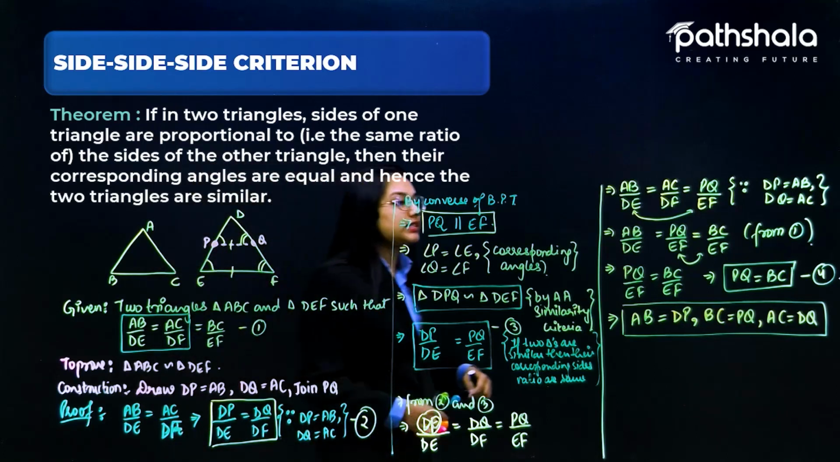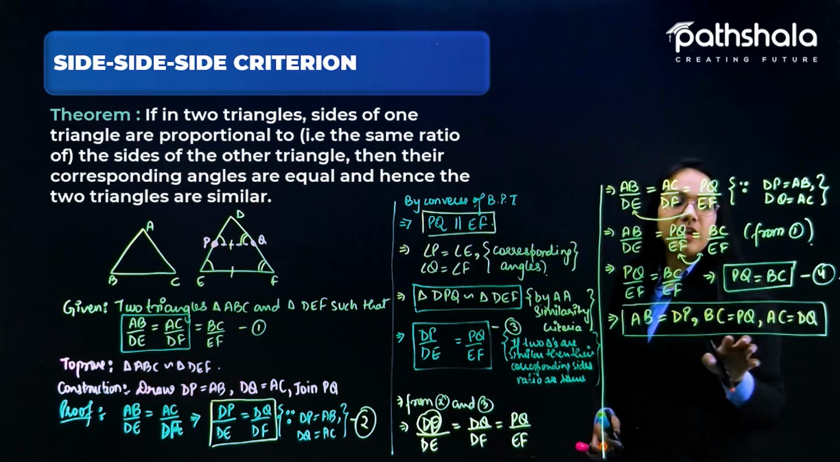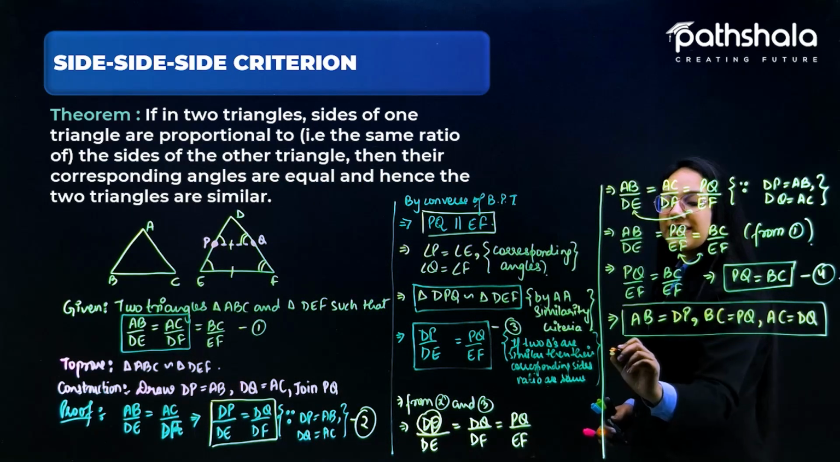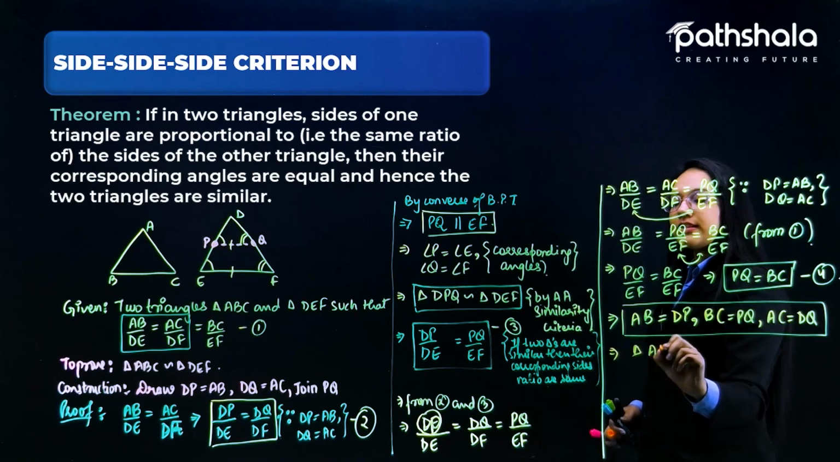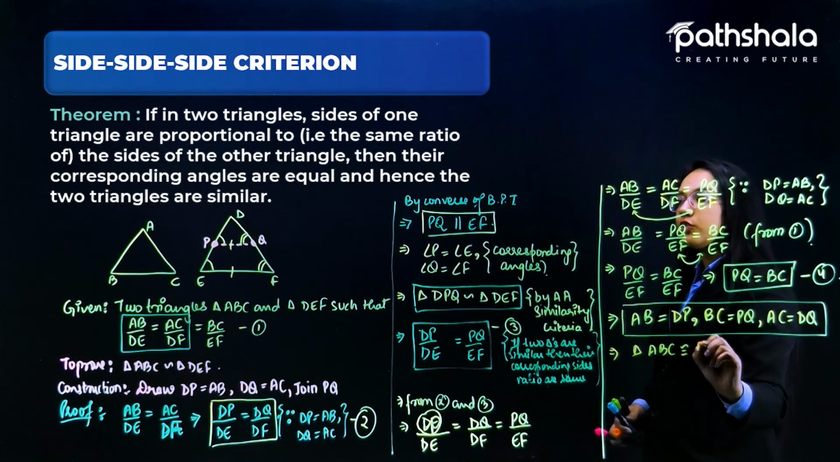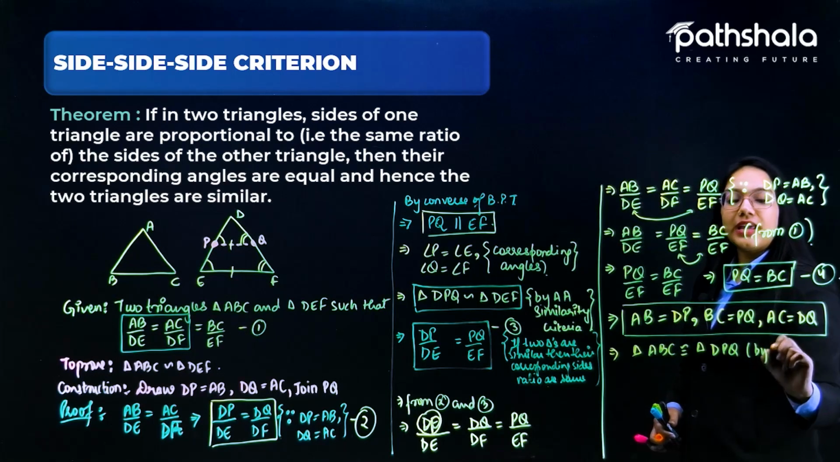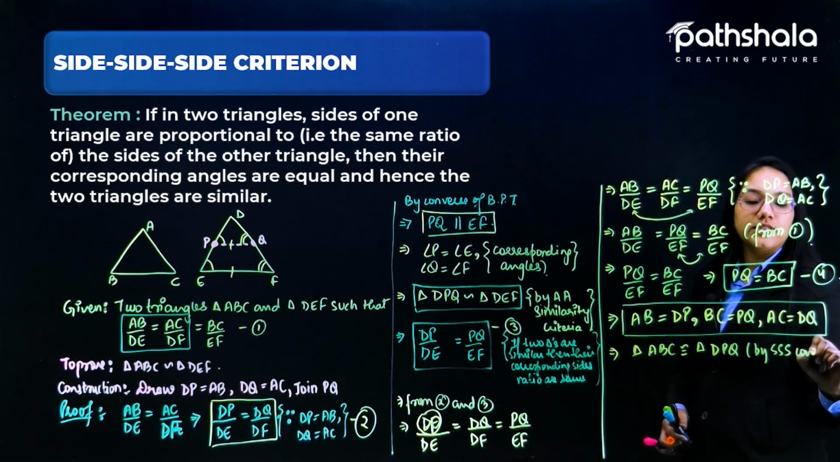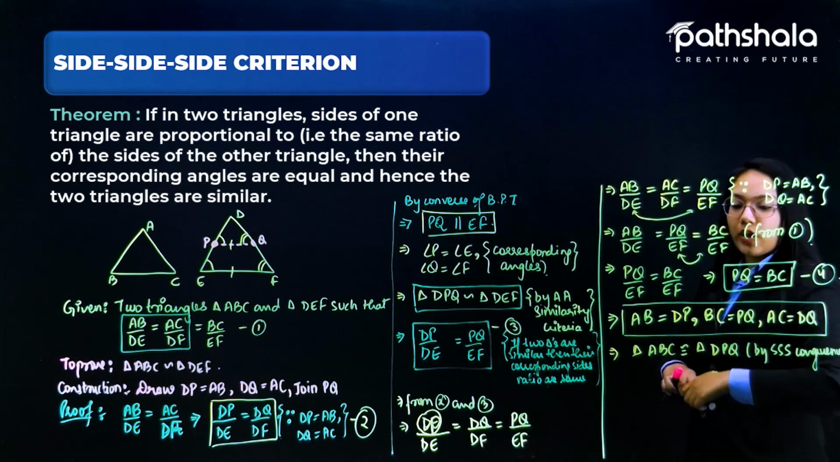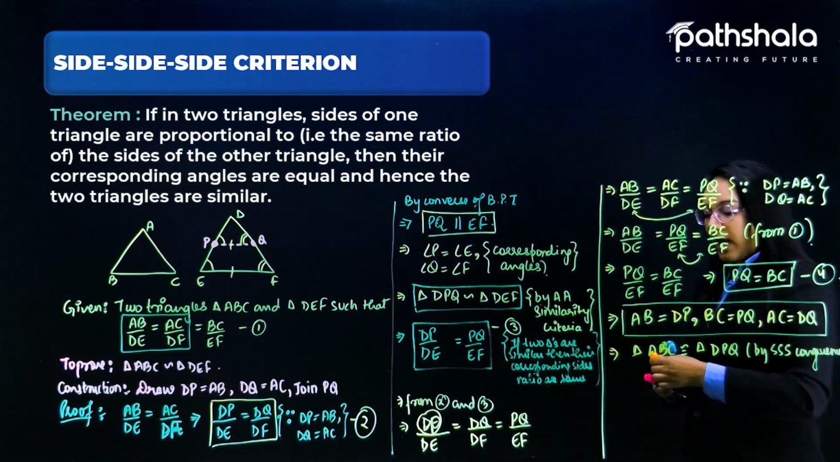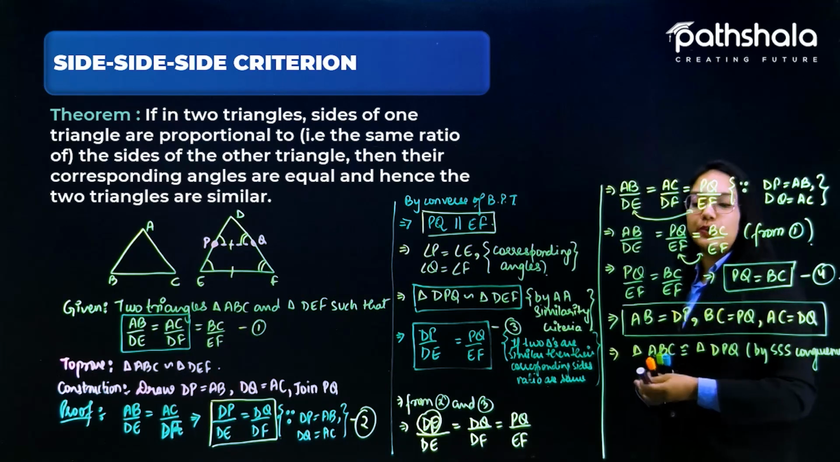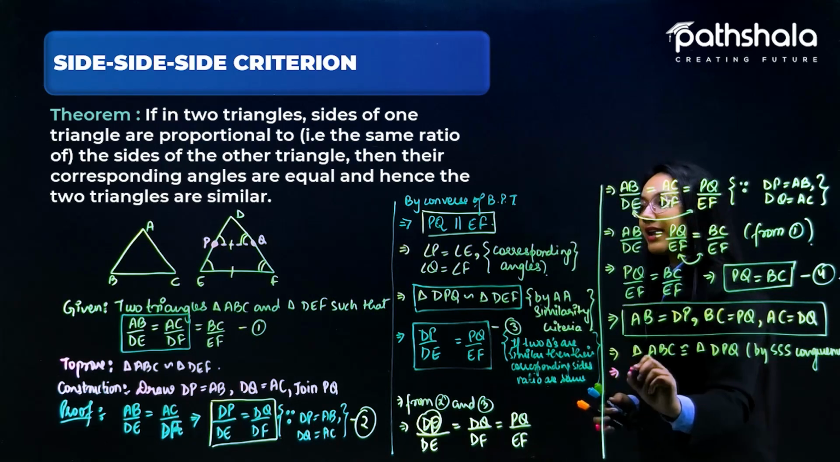So if all the sides are equal to each other, we can say that triangle ABC is congruent to triangle DPQ by SSS congruence criterion. And if the two triangles are congruent to each other, it implies that their angles are equal.